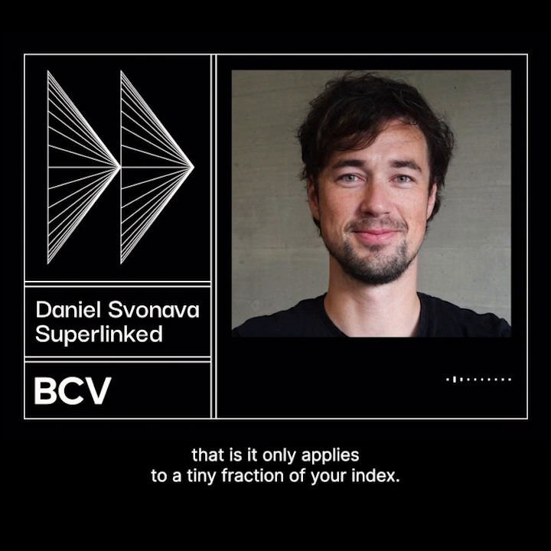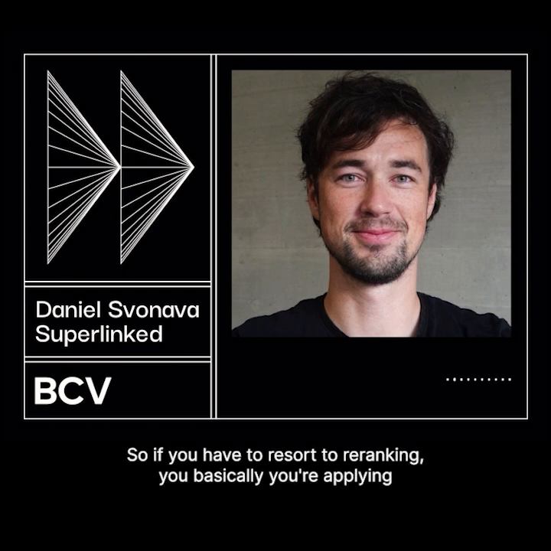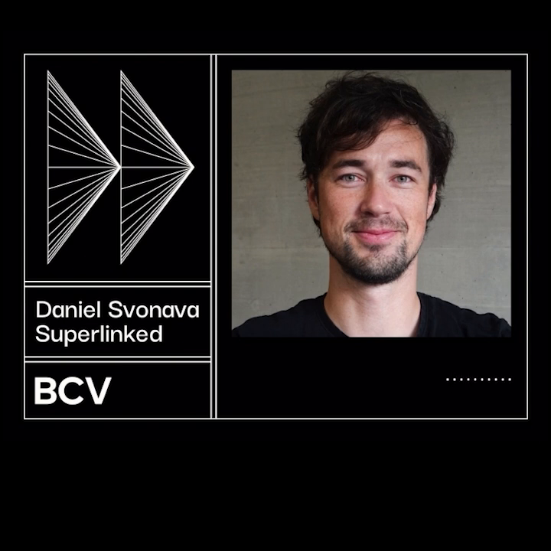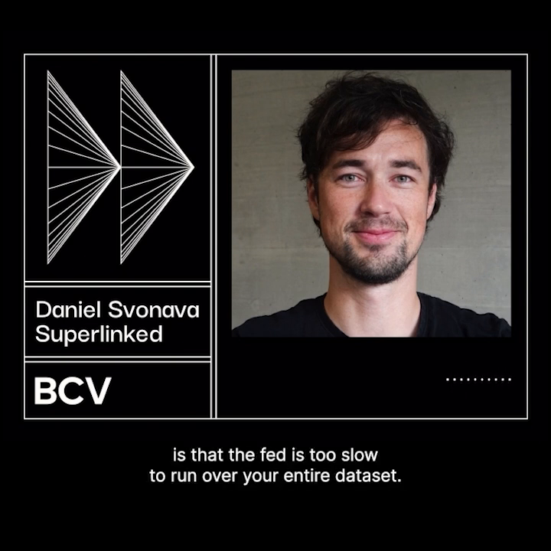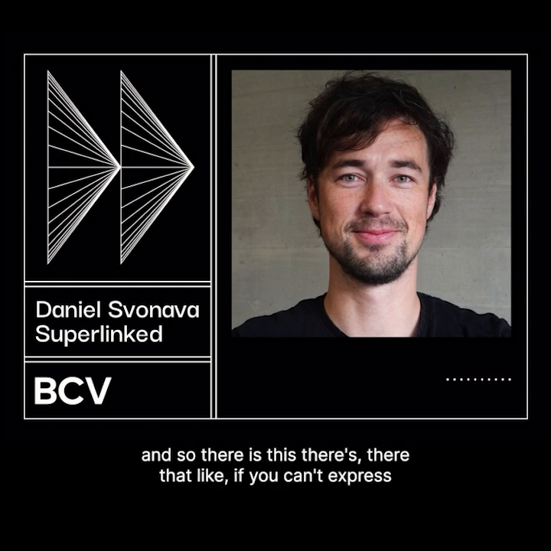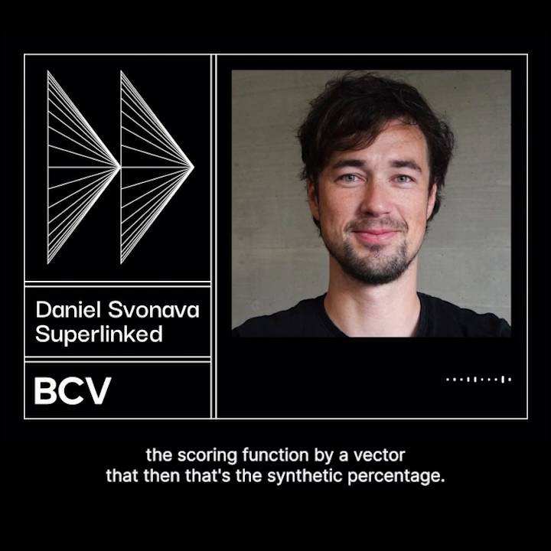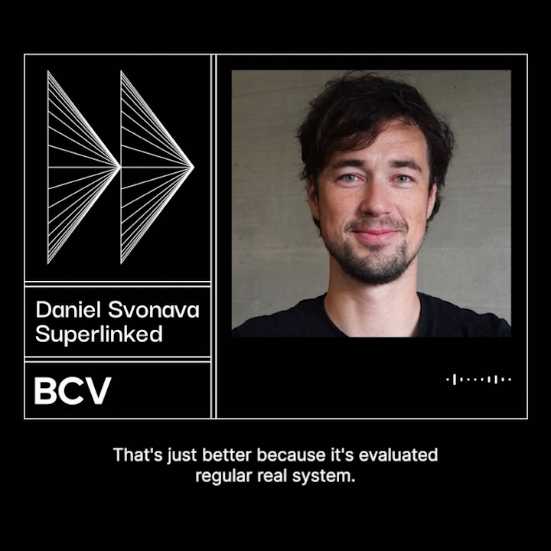The problem of re-ranking is it only applies to a tiny fraction of your index, right? So if you have to resort to re-ranking, you are applying the scoring function to a tiny fraction of your index, and you don't actually want to do it. The only reason you would do it is that the function is too slow to run over your entire data set. So there is this tension: if you can't express the scoring function by a vector that then does the similarity search, that's just better, because it's evaluated versus the whole system.